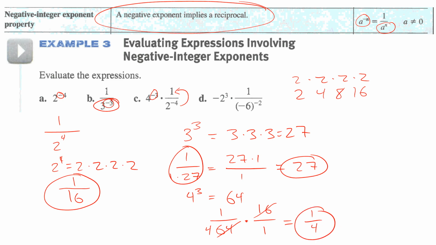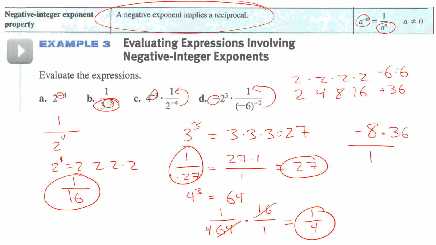All right, and last one, negative 2 cubed. So we're going to say 2 cubed is 8. And there's a negative in front of it. That negative is not being raised to the 3rd power. Over negative 6 to the negative 2. Well, let's see. That's going to come to the top. So what's left in the denominator? Just a 1. Times, the 6 came to the top. 6 times 6 is 36. Negative times a negative is a positive. So we're going to say negative 8 times positive 36.